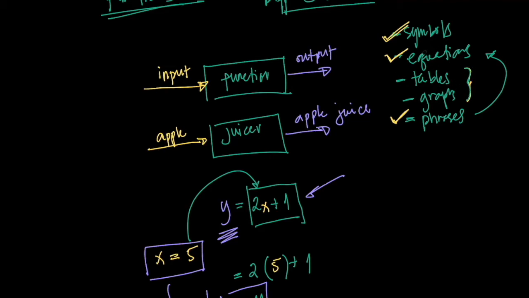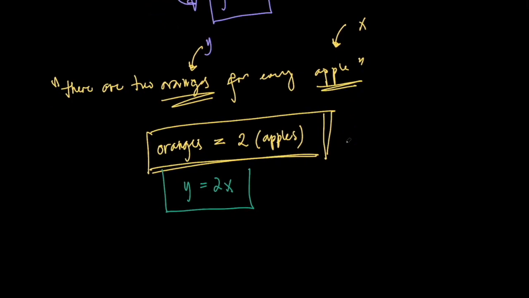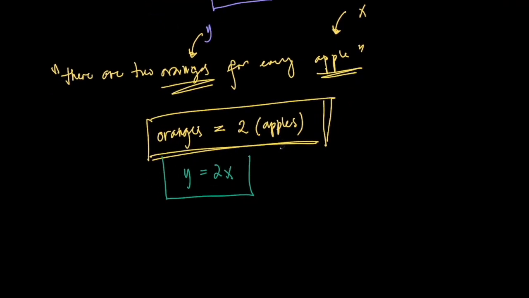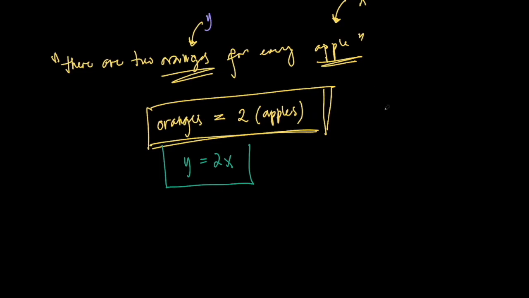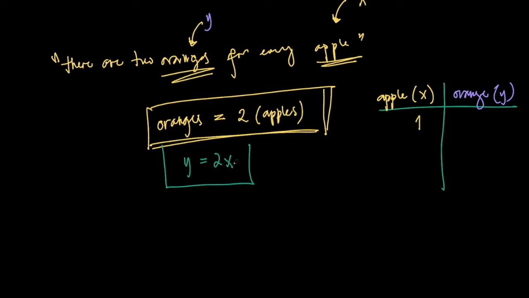So let's have tables. In this case, if we have this equation, let's try to create a table out of this. If our input is our apples, this is the variable x, and the oranges are our output, this is the variable y. If we have one apple, if we replace x with 1 times 2, we would get 2 oranges.